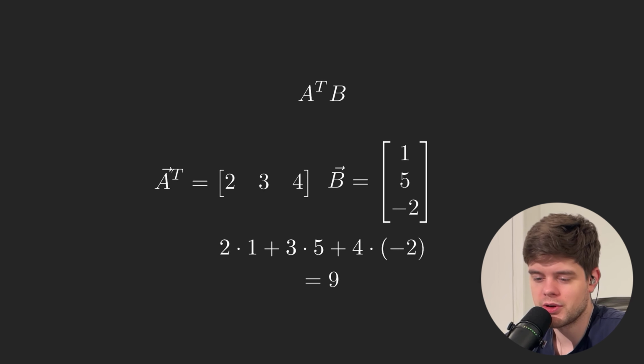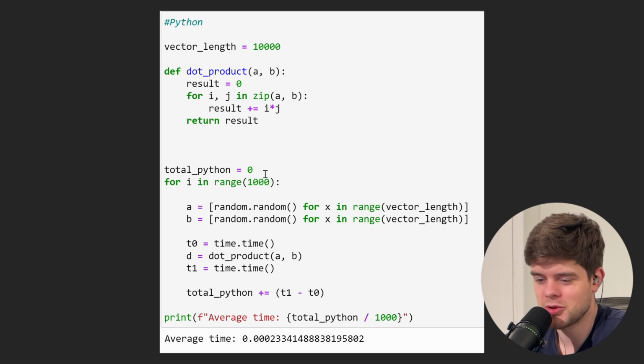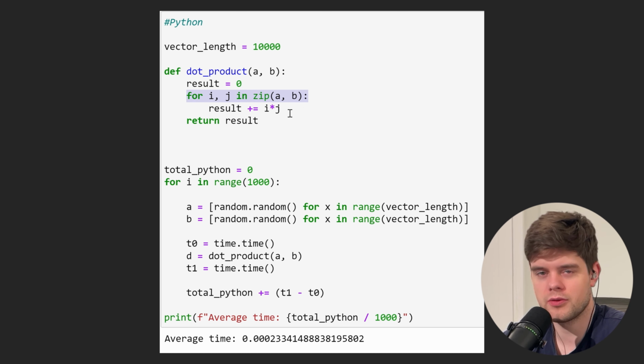Modern software libraries take advantage of computational accelerations and let us compute those linear algebra operations extremely fast. Here's a simple dot product example in pure Python. As you can see, it uses a simple for loop, and the result variable starts at 0. And as we iterate through both lists or vectors, we perform multiplication of elements at every step. And we simply add the result to our result variable.